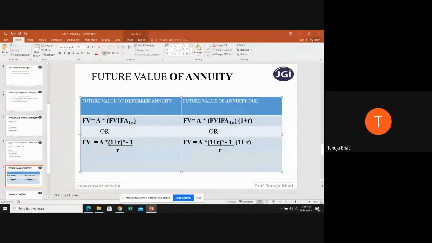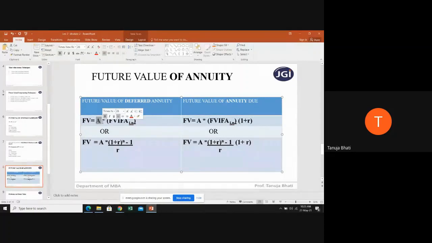Again, I repeat, future value of deferred annuity is to be used when there is a series of equal payments, so there are multiple equal cash flows arising at the end of the period. If you have tables handy with you, obviously in the exam tables will be given, there is no worry. It is a very simple formula. Just what you have to write is the series of equal cash flow.